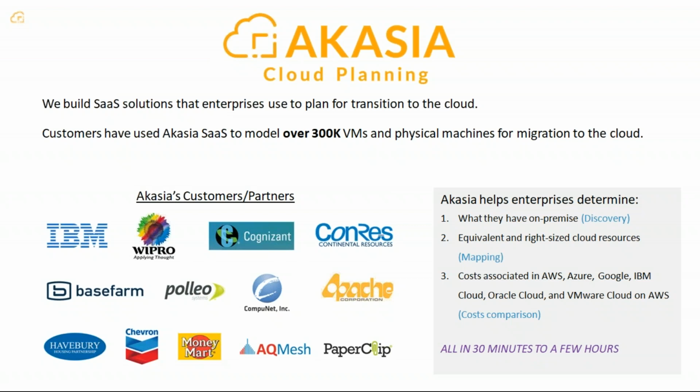The way we help our clients is by discovering the infrastructure on-premise and then showing you the equivalent as well as right-sized resources in the cloud for what we've discovered. And then the final report shows you the costs associated with that on-prem workload if it were to run in any of those major clouds: Amazon, Azure, Google, IBM, Oracle, or VMware Cloud on Amazon. Our differentiator is that we're able to do all of this mapping and modeling in just 30 minutes to a few hours.